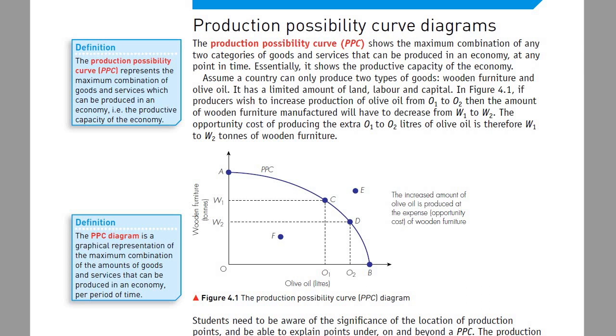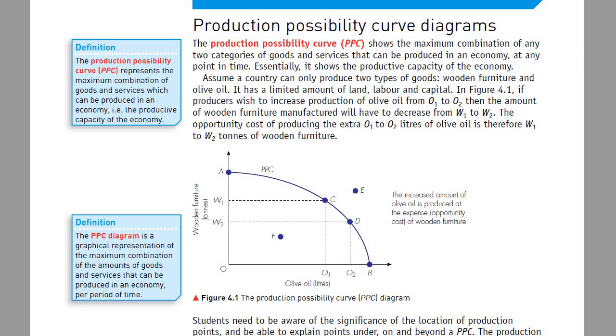Now you have to understand that we've covered this in previous topics, that the amount of land, labor, capital, or what we call resources, are limited in nature. Therefore, a production possibility curve shows the output that you could create by using different combinations of land, labor, and capital. For example, if you look at this diagram over here, in the y-axis you have wooden furniture, and in the x-axis you have olive oil, which is measured in liters.